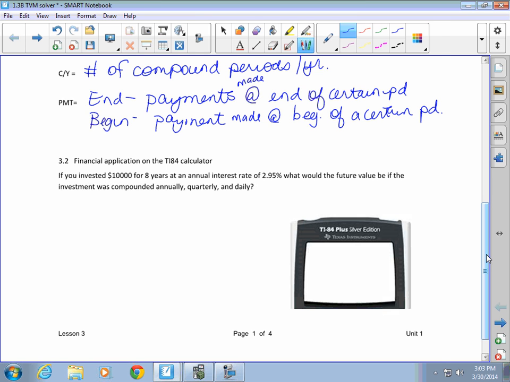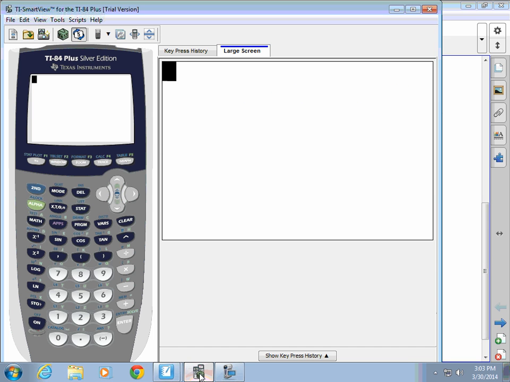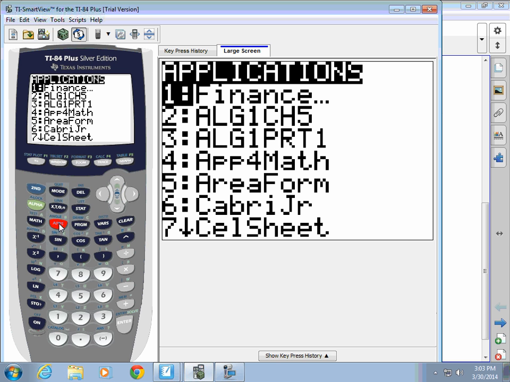calculators, we go to the APPS button, which depends on which edition, this is the TI-84 edition. If you have the TI-83 edition, it might be a little bit different, and I don't have one with me to see what it is. But this APPS button, and you get a screen like this. It says Finance, Algebra, Alg 1, PR2, and so on.